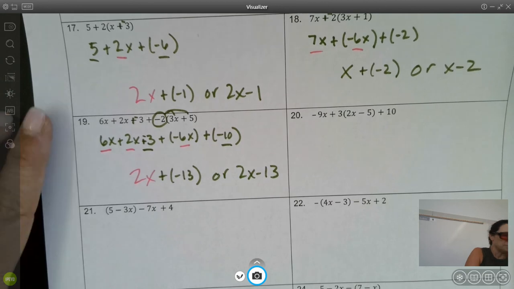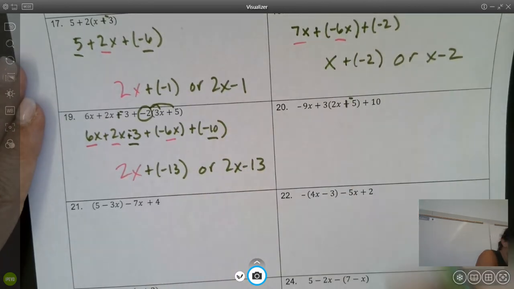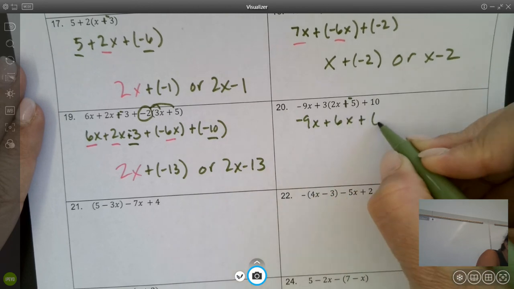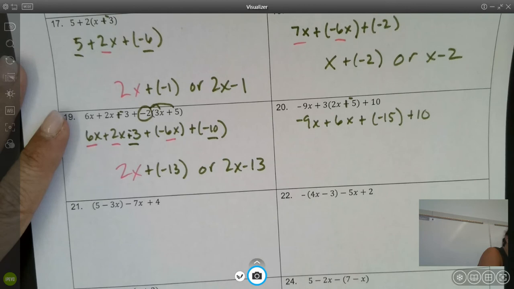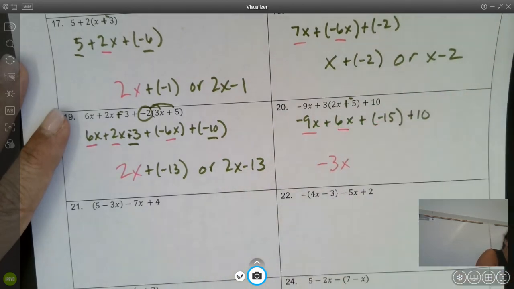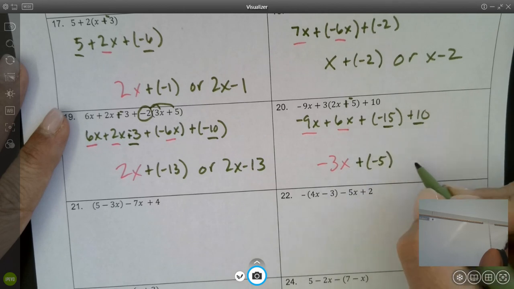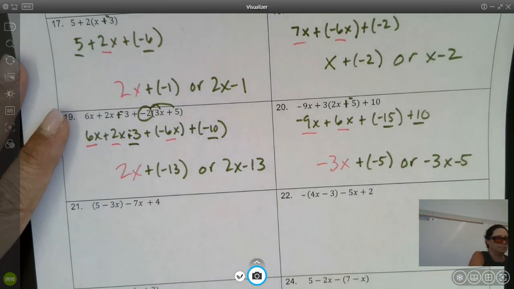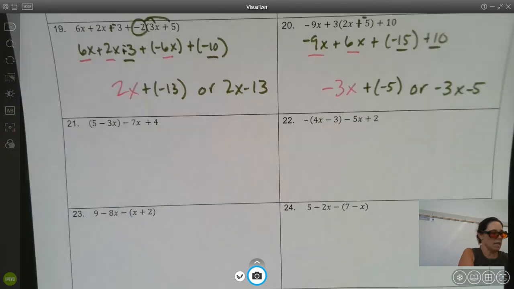Okay, number 20. I'm going to change this. So negative 9x plus 6x plus a negative 15 plus 10. These two are like terms, so negative 3x. And these two are like terms, plus a negative 5. Negative 3x minus 5. All right, number 21, we're getting there.